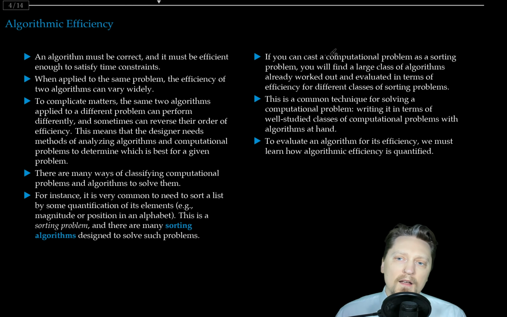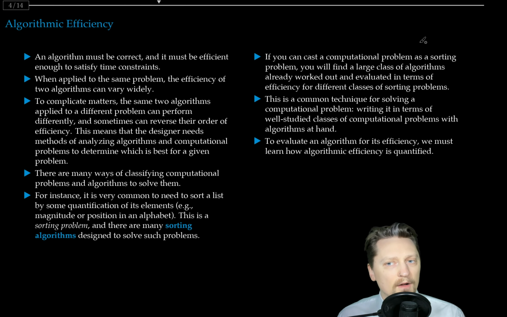If you can cast a computational problem as a sorting problem, you will find a large class of algorithms already worked out and evaluated in terms of efficiency for different classes of sorting problems. This is a common technique for solving a computational problem, writing it in terms of well-studied classes of computational problems with algorithms at hand. To evaluate an algorithm for its efficiency, we must learn how algorithmic efficiency is quantified.